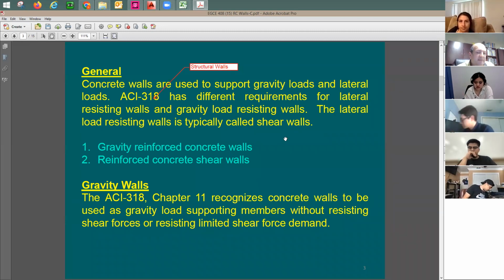When it comes to practice, we have 2 types of walls. Some walls are called just gravity walls, and other walls we call reinforced concrete shear walls. So we have gravity and then we have shear walls. These are the 2 very common names that we'd like to discuss with any engineer. You call it either a shear wall or a gravity wall.